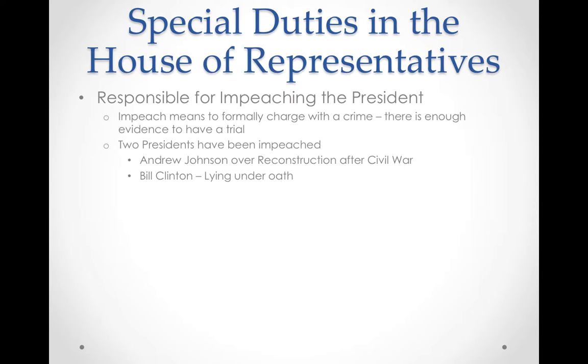Andrew Johnson, who was the president after Lincoln was assassinated, was impeached over Reconstruction after the Civil War. And then Bill Clinton was impeached for lying under oath. Another one of their special duties is any bill that is going to tax, which are also called revenue-raising bills.